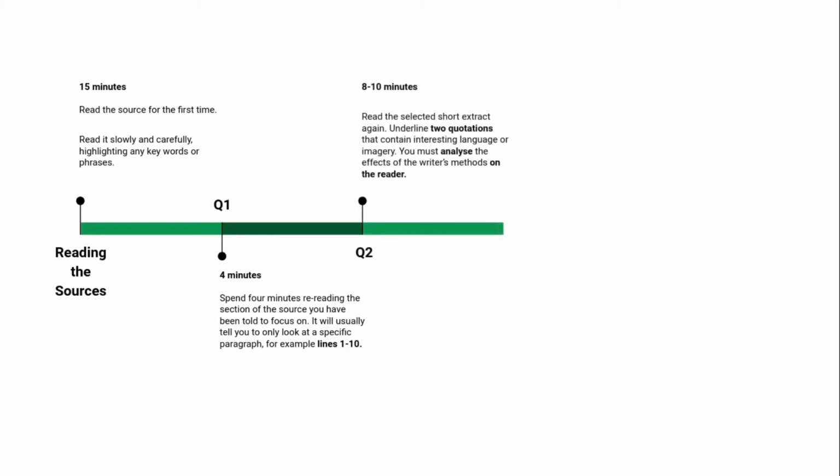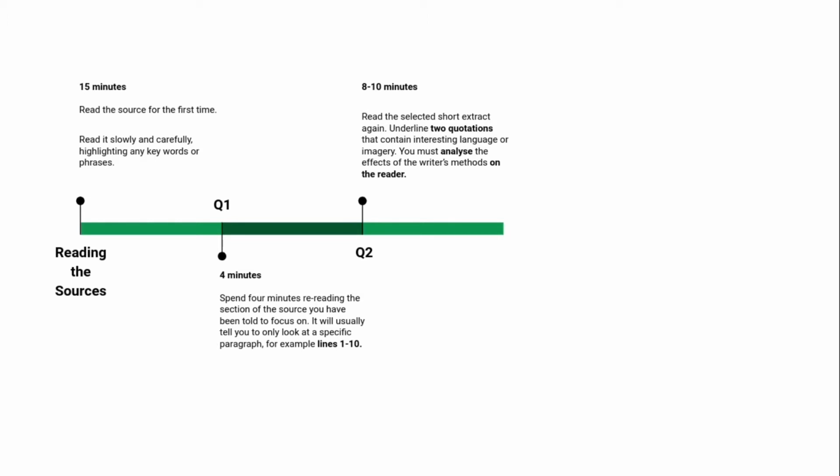Question 2 is always language analysis. You're going to spend 8 to 10 minutes in order to get the 8 marks available. Again, you'll be given a short extract to read. In this, I recommend you underline 2 quotations that contain interesting language or imagery, and then you're going to have to analyse the effects of them on the reader and talk about the effectiveness of the writer's methods.